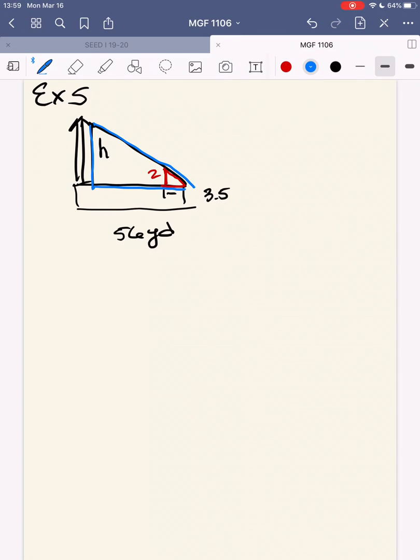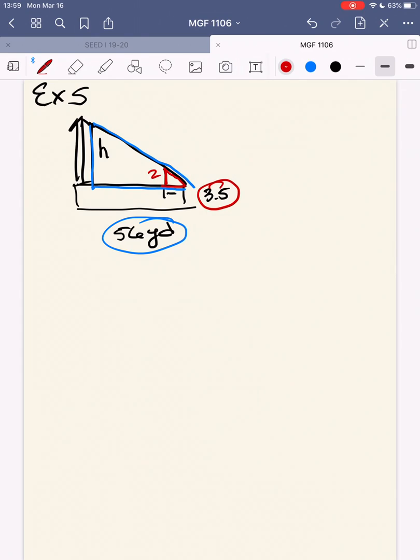Okay, and what they went ahead and gave us is proportional. So for the bigger triangle, I have this side, and the bottom of the similar triangle is right here. Okay, so that's going to create a proportion. It doesn't matter where you put them as long as you're consistent.